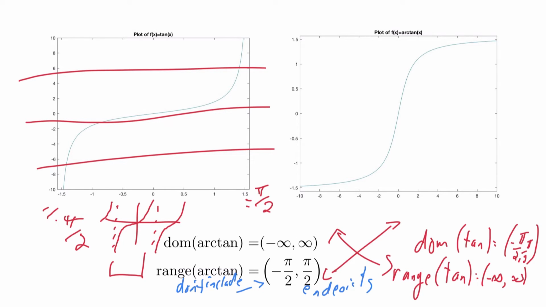So I can't include it in the domain of tangent, which means I can't include it in the range of arctangent. And in fact, there is sort of asymptotic behavior here, where arctan gets very close to pi over 2 and negative pi over 2, but never quite reaches it.